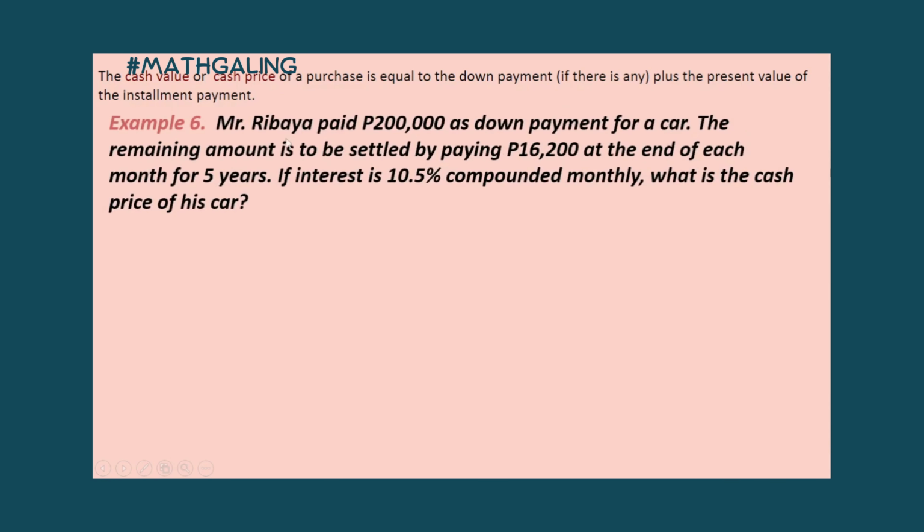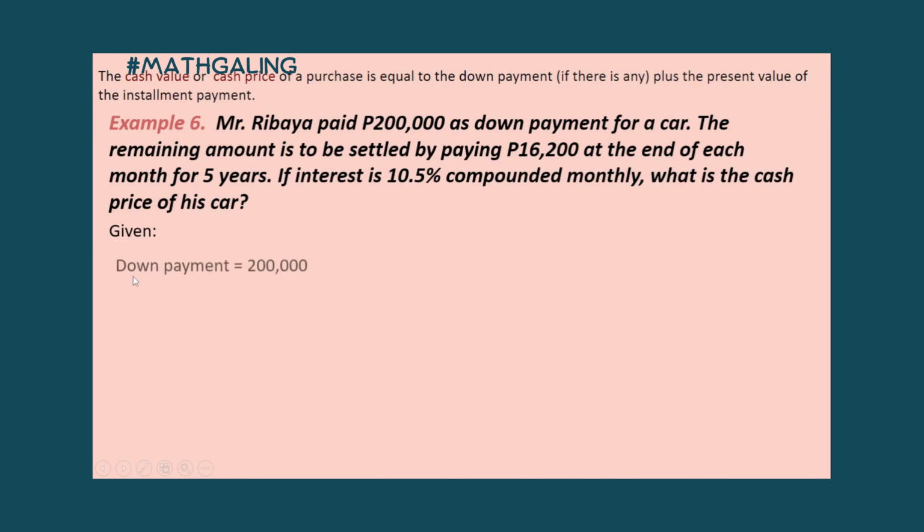Example 6. Mr. Ibaya paid 200,000 as down payment for a car. The remaining amount is to be settled by paying 16,200 at the end of each month for 5 years. If interest is 10.5% compounded monthly, what is the cash price of his car? Also, I forgot to mention the cash value or cash price of a purchase is equal to the down payment, if there is any, plus the present value of installment payments.